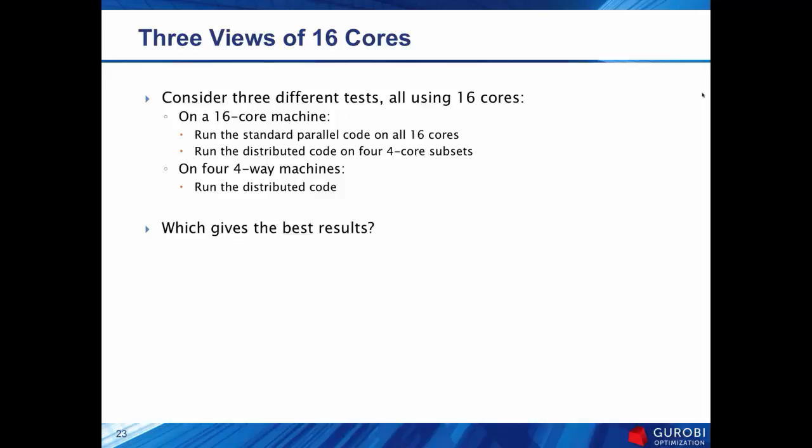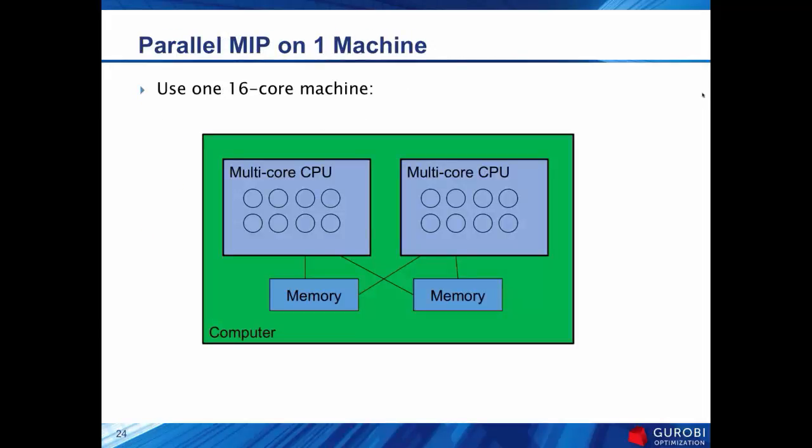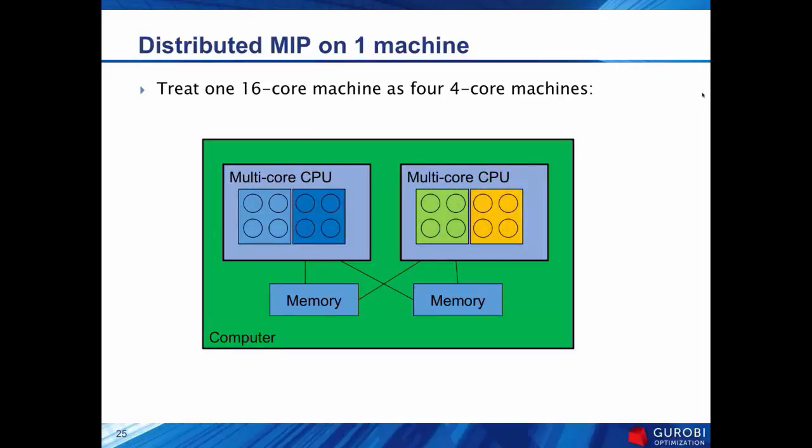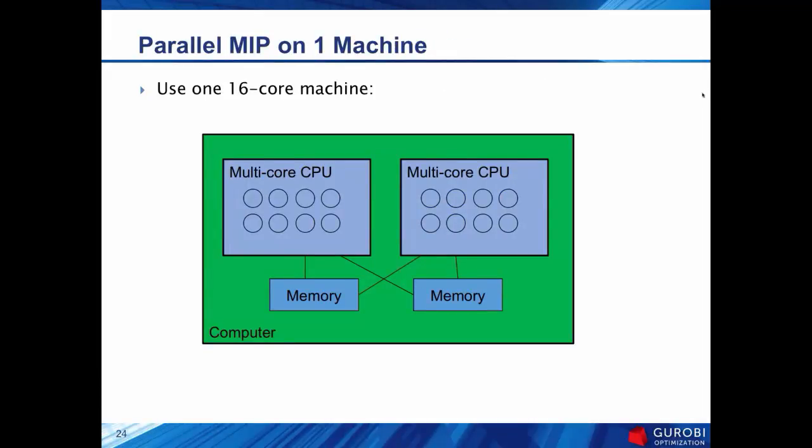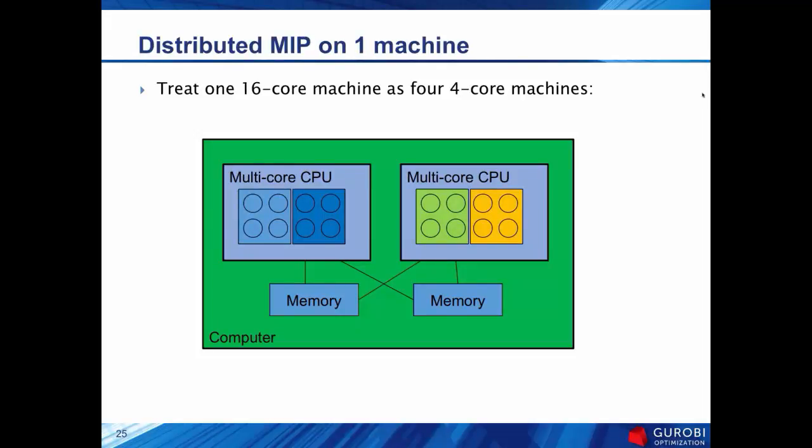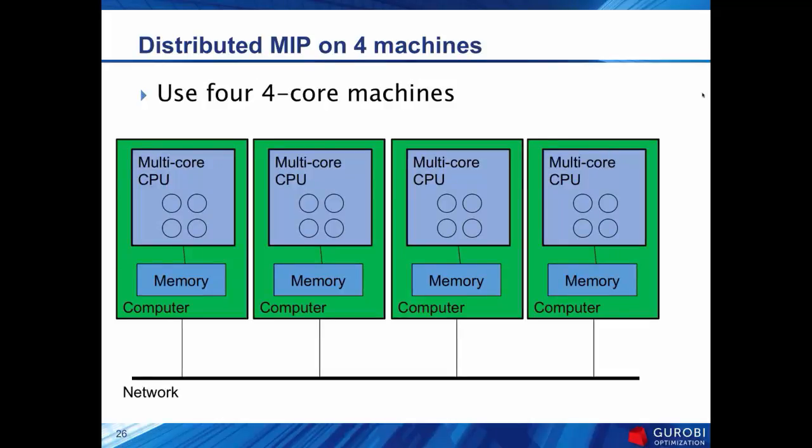Before we get to that, let's just take a quick picture of what this looks like. If we have one 16-core machine, this could have 2 processor chips, each with 8 cores, and it has some shared memory. And we could subdivide this computer to treat it like 4 independent computers, so we could treat them as 4 4-core machines. And we could also look at it as 4 independent computers linked together in a network. This is just the thing I said earlier, given to you in a picture.